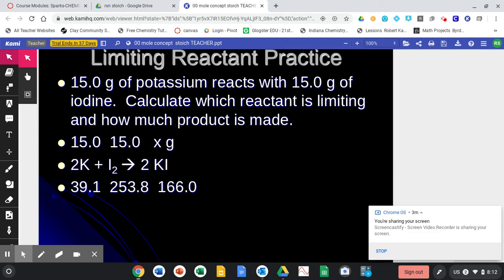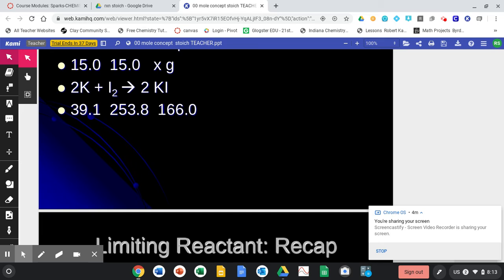So here's another practice. If we have 15 grams of potassium reacting with 15 grams of iodine, calculate which reactant is limiting and how much product is made. So I put 15 and 15 above the two reactants, X above the product. I have grams everywhere. I know I didn't have room to write grams, so I didn't, but I have grams everywhere. And so I am calculating all 3 molar masses, and I have those on screen now.